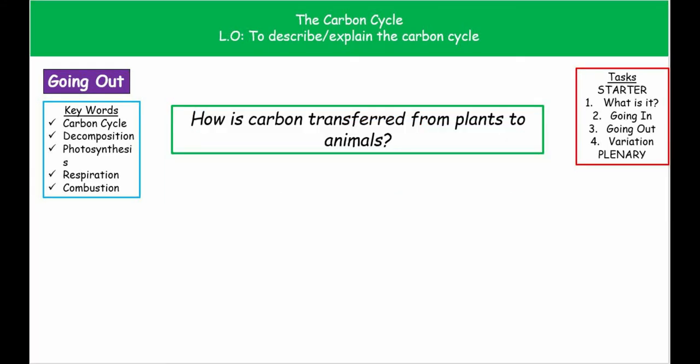If we think back to the diagram I showed you towards the beginning of the lesson on the carbon cycle, how is carbon transferred from plants to animals? Write me an answer to that question in your books as a sentence as well. Don't just write a single word, otherwise it will make no sense to you later on. So 1 sentence, how is carbon transferred from plants to animals?